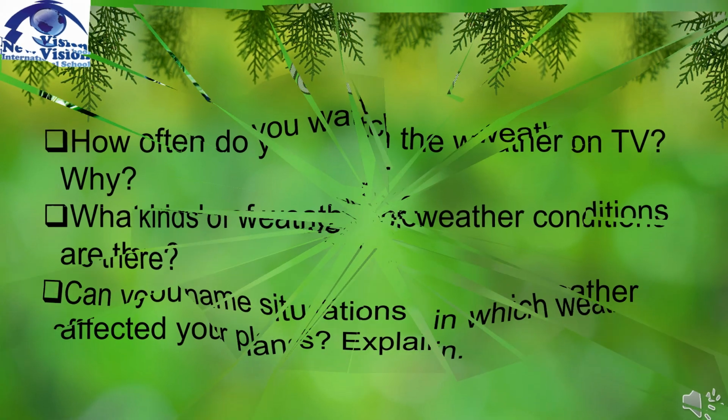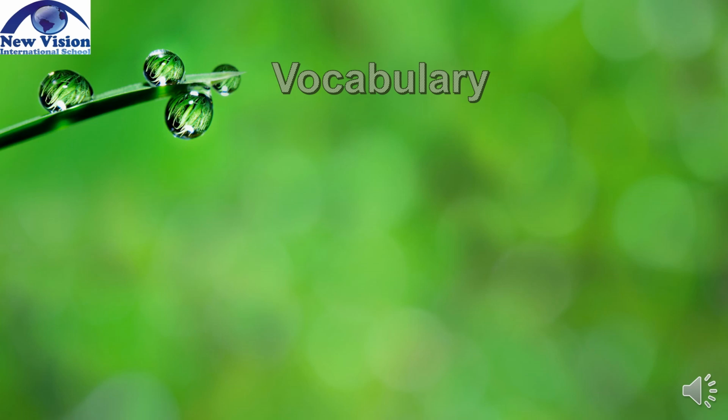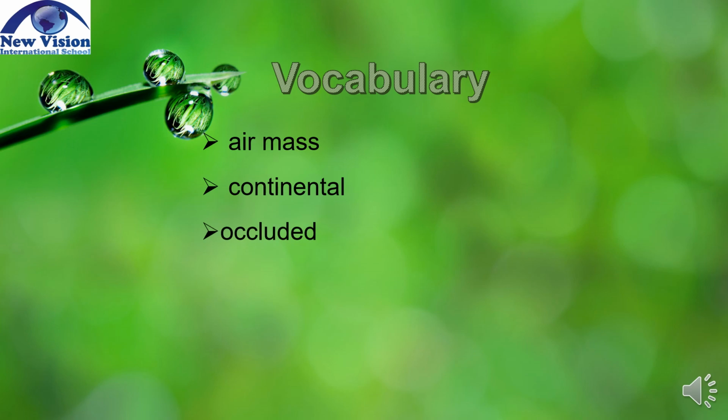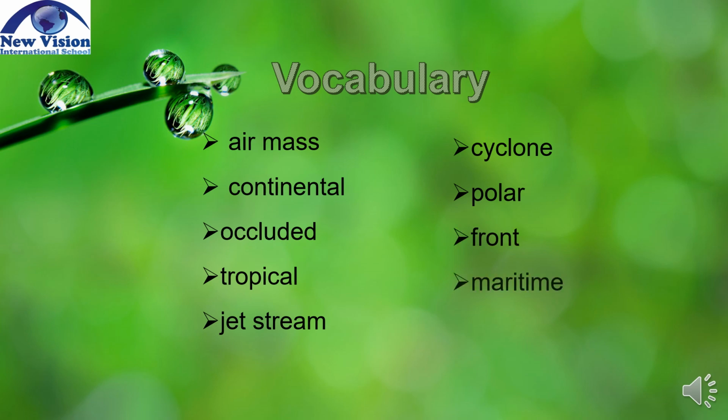Vocabulary words. At the end of the lesson, you will understand the meaning of the following words: air mass, continental, occluded, tropical, jet stream, cyclone, polar, front, maritime, anticyclone.